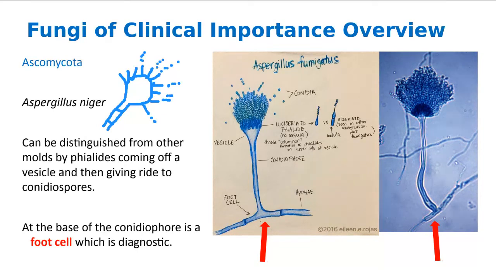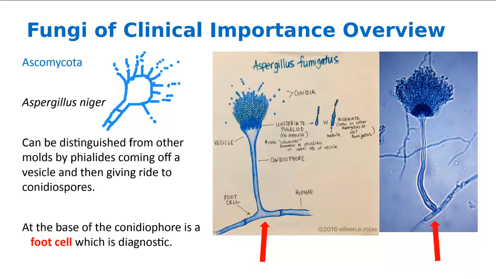So can everybody appreciate what I'm trying to show you on both of these images? The image on the left was done by Eileen Rojas, and I left her name on there because it's so beautiful. It's so easy to look at, right? Can you see where the vesicle is and how the phialides are coming off and then how the spores are coming off? Can everybody see that? Somebody say yes. Okay, good. Now the spores are called conidia. Sometimes they're referred to as conidial spores. If you call them spores, conidia, or conidial spores, it's all correct.